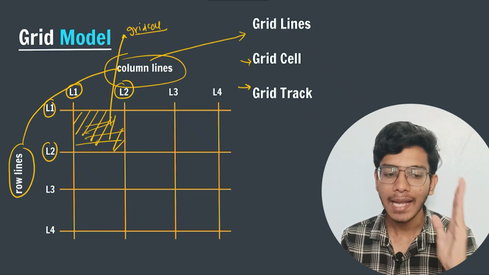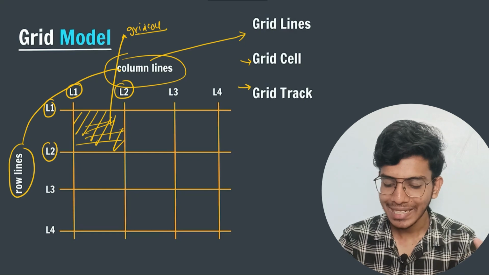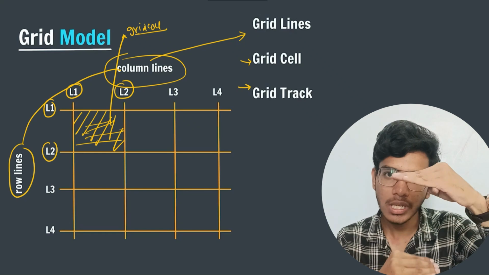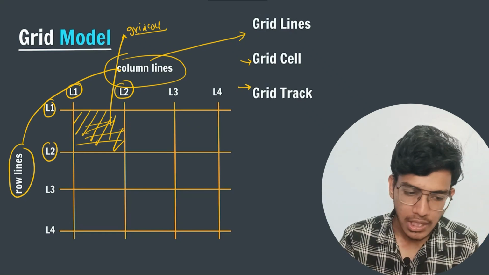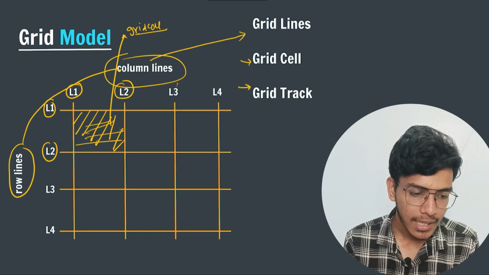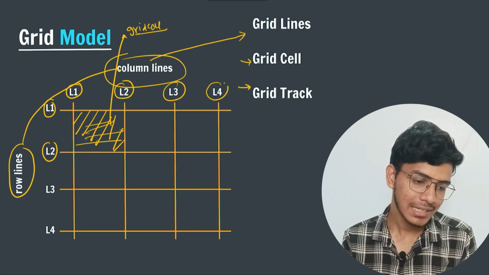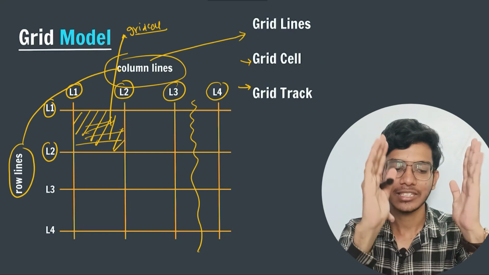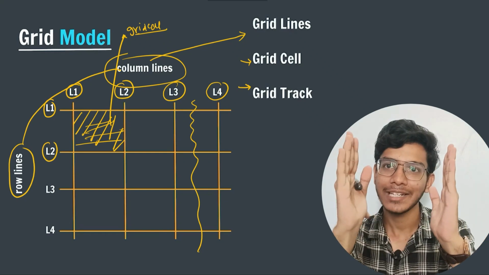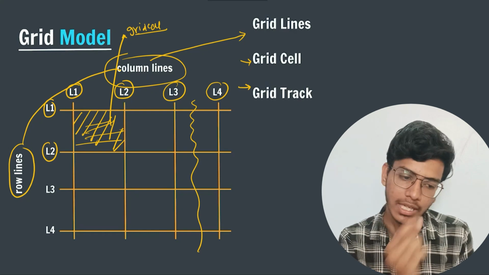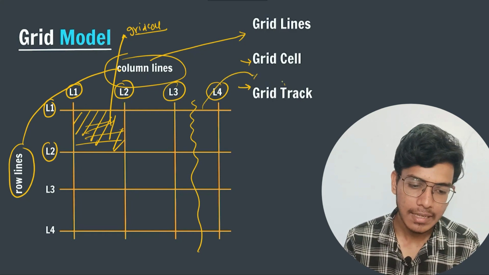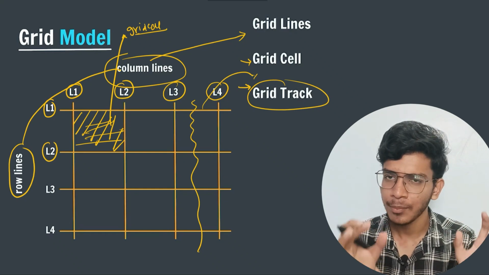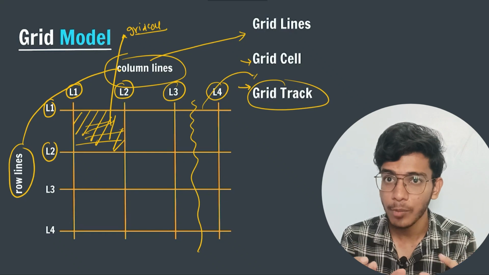Now the third terminology here is the grid track. A grid track is nothing but, let's say you are taking any 2 column lines or any 2 row lines. So when you take any 2 row lines or column lines, you will get a track like this. Let's say I'm taking column line 3 and column line 4. Now if you notice, by just taking line 3 and line 4, I will get a track like this. We call this track a grid track. Okay, I hope you are clear. These are the terminologies which are involved in the GridBox model.